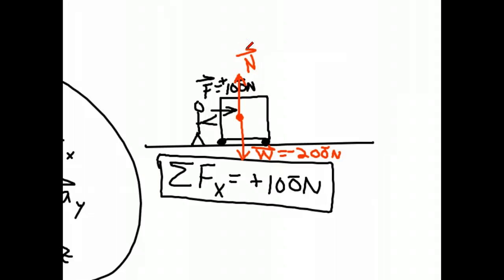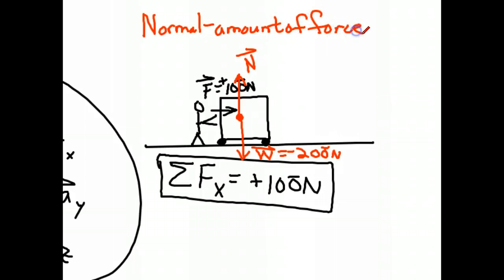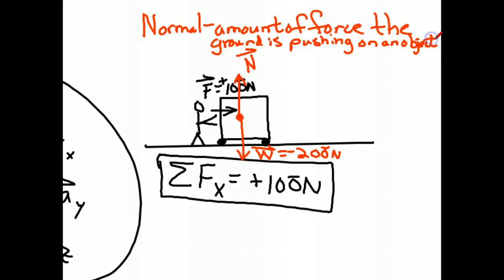Okay? The normal, by definition, at least my definition, is the amount of force the ground is pushing on an object. Okay? So in this case, the weight of the box would be 200 newtons. That means the normal would have to be positive 200 newtons.